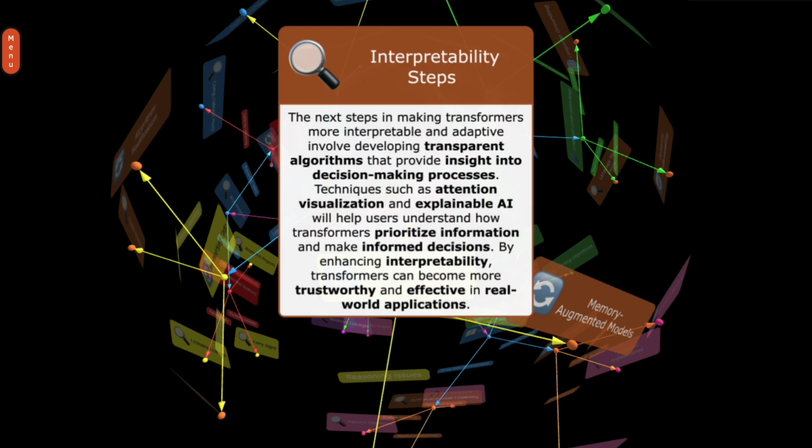The next steps in making transformers more interpretable and adaptive involve developing transparent algorithms that provide insight into decision-making processes. Techniques such as attention visualization and explainable AI will help users understand how transformers prioritize information and make informed decisions. By enhancing interpretability, transformers can become more trustworthy and effective in real-world applications.